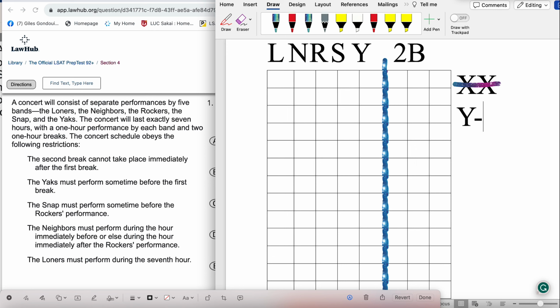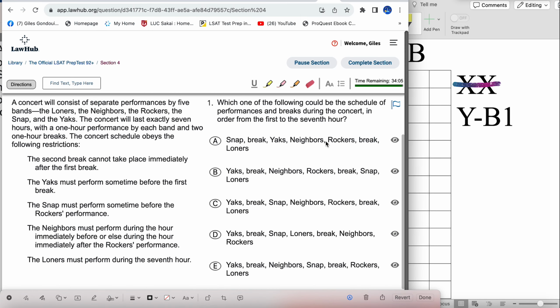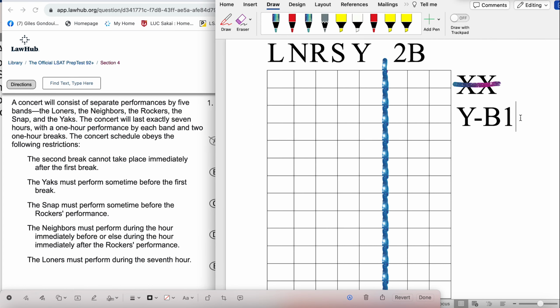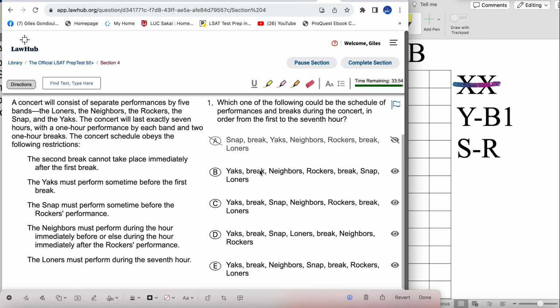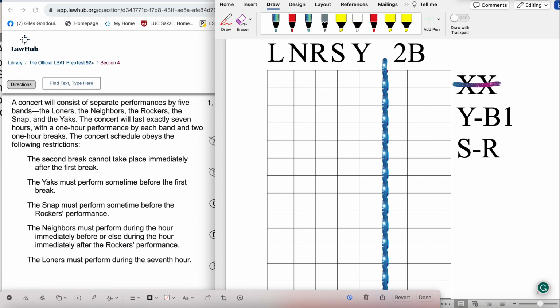Y must perform sometime before the first break. Let's look for it real quickly. Y is after the first break, take it out. Don't keep on going. The Snap must perform sometime before Rockers perform. So S before R, look for it in one of the answers. S before R, we see it's not here. That's it. Go for the next condition.